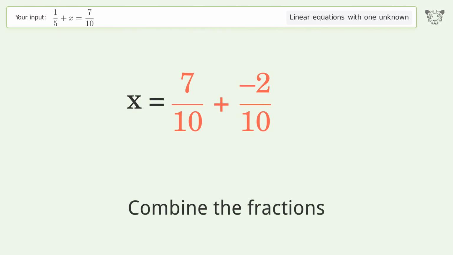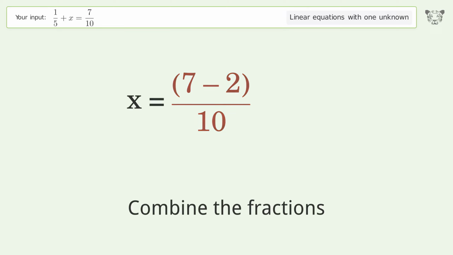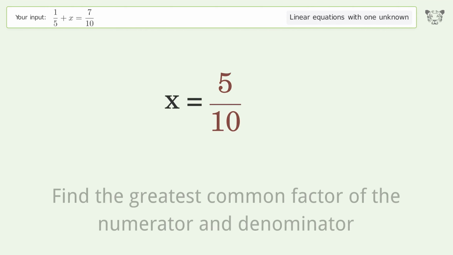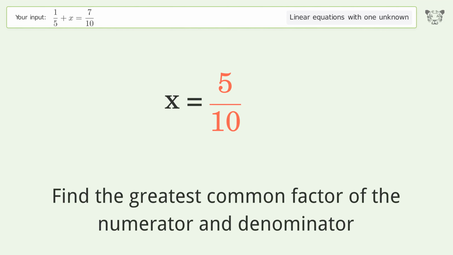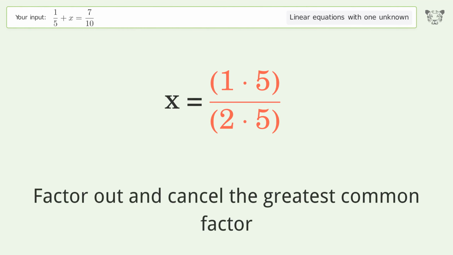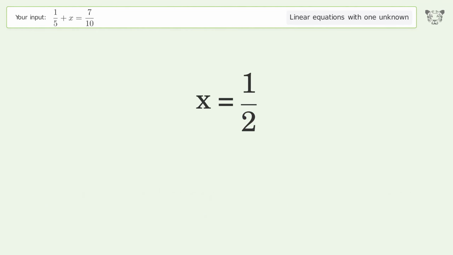Combine the fractions. Combine the numerators. Find the greatest common factor of the numerator and denominator. Factor out and cancel the greatest common factor. And so the final result is x equals 1 over 2.